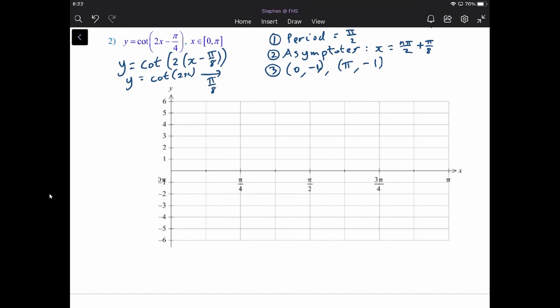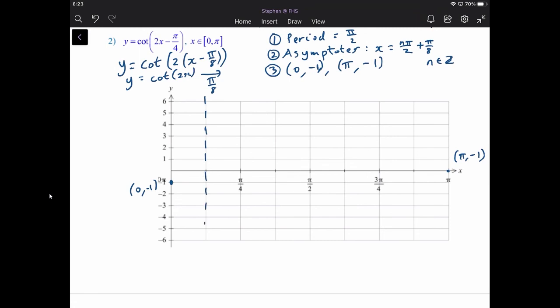Right, so what I'm going to do is start by putting the endpoints in. So 0, -1. And of course pi, comma, -1 as well. Our period is pi on 2. Our asymptotes are going to be n pi on 2 plus pi on 8. I forgot to write n is an element of Z. It's very important. There we go. So I'm going to plug in 0. That's the easiest one to plug in. And we end up with pi on 8.